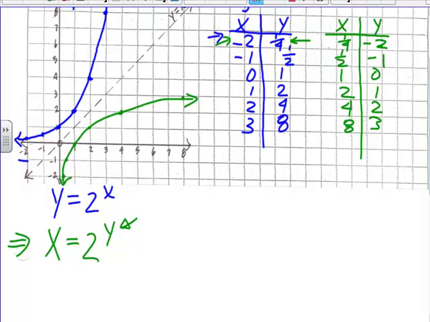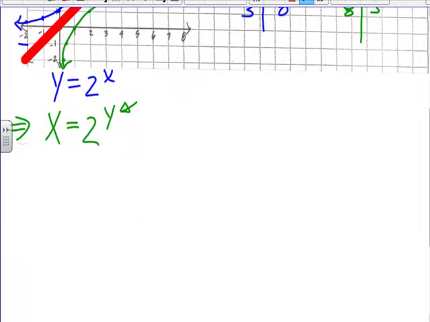Now, I've already drawn in the y equals x line, so hopefully you can see clearly that we have a situation here where, if I was to fold the smartboard on that y equals x line, I would definitely have a reflection over y equals x. So let's talk about naming this now.